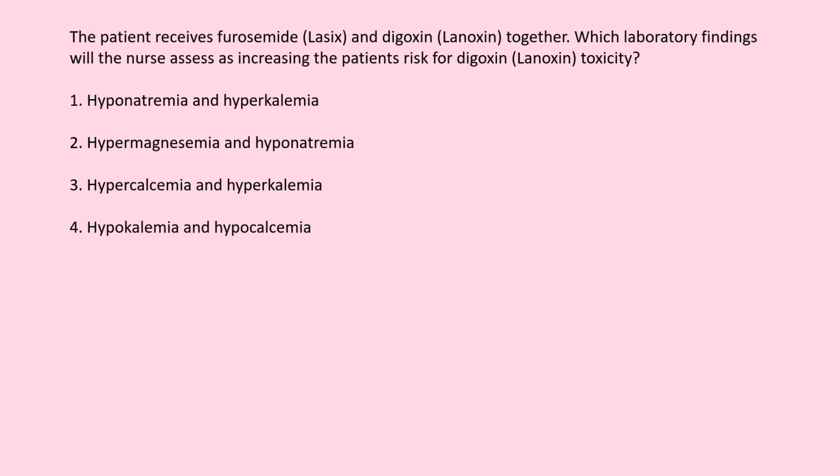The patient receives furosemide, Lasix, and digoxin, Lanoxin, together. Which laboratory findings will the nurse assess as increasing the patient's risk for digoxin, Lanoxin, toxicity? 1. Hyponatremia and hyperkalemia. 2. Hypermagnesemia and hyponatremia. 3. Hypercalcemia and hyperkalemia. 4. Hypokalemia and hypocalcemia.